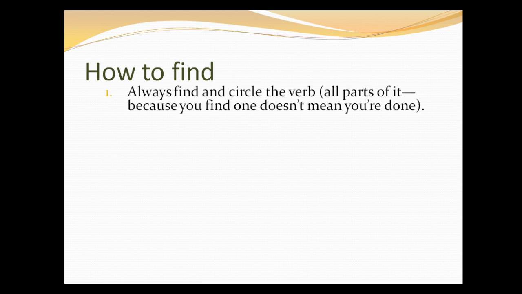How do we find these? And more important than ever, to make sure we slow down and do our steps. First, you always find the verb. All parts of it, because you find one doesn't mean you're done. Especially, you might find in this case, you've got multiple verbs in the same sentence, and yet they're disparate. They're separate from each other. Keep looking until you find them all.